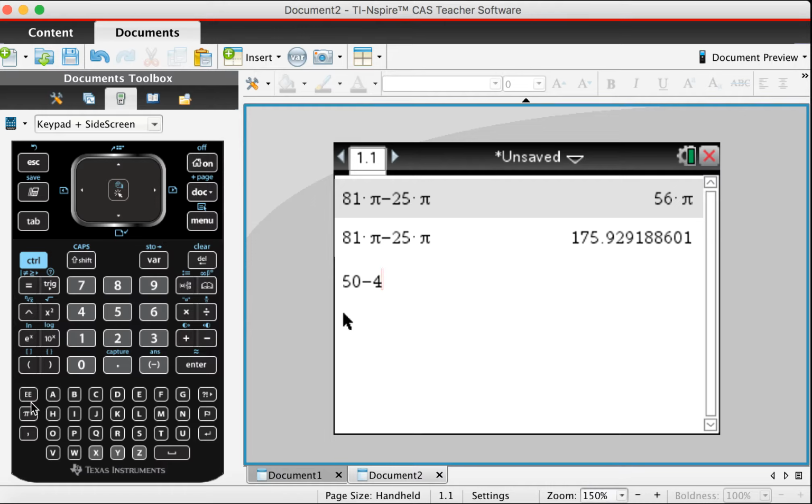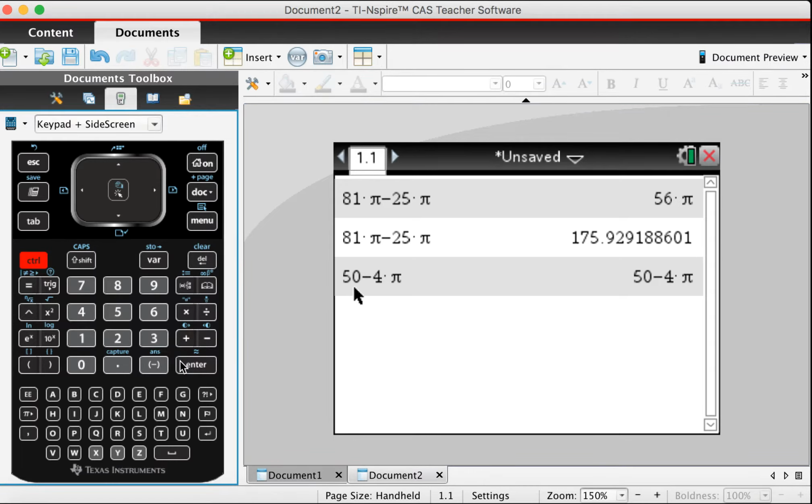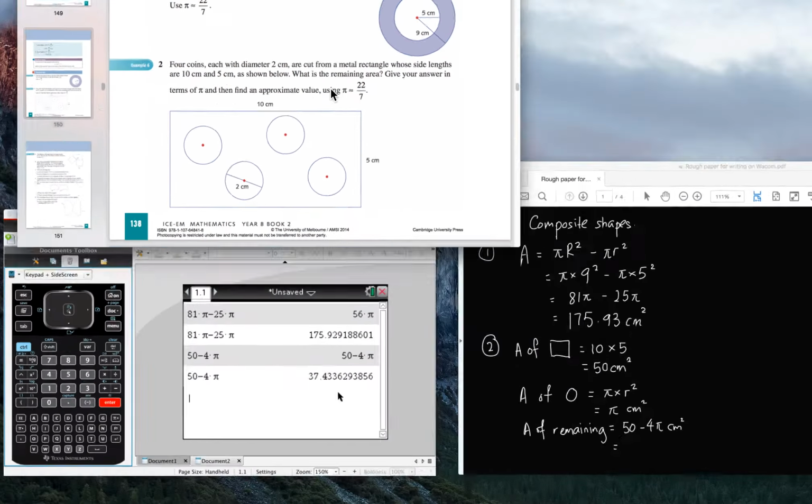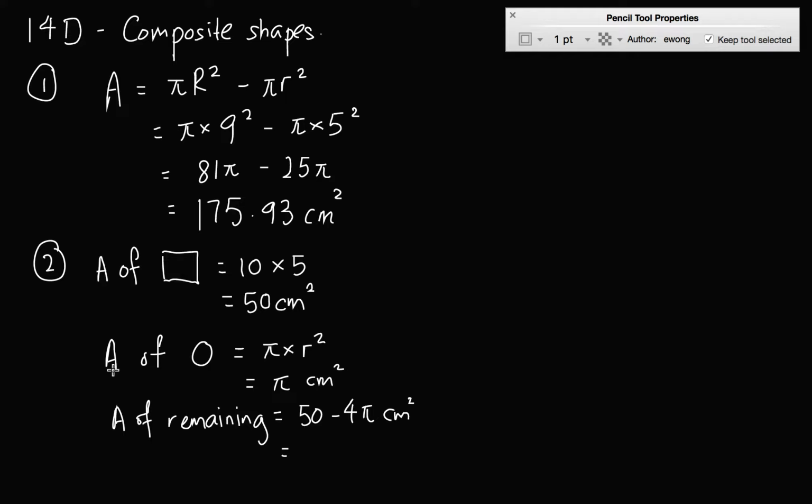Now when you bring up 4 pi and you press enter, it will give you the same answer, but if you press the arrow button on your green calculator, you'll get this, which is 37.43. So the answer is 37.43 centimeters squared.